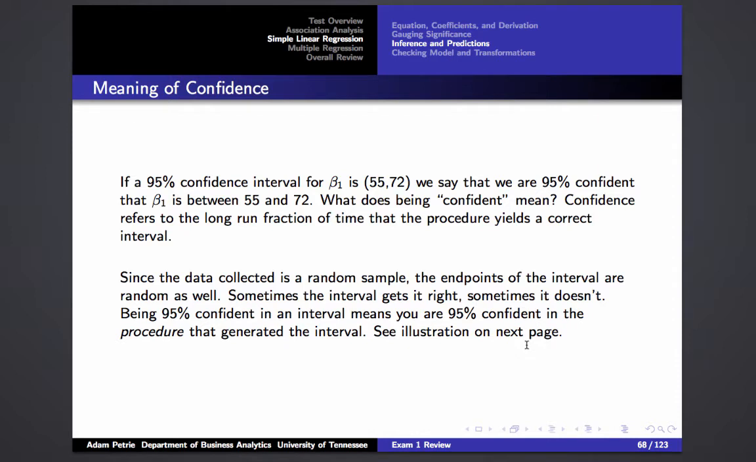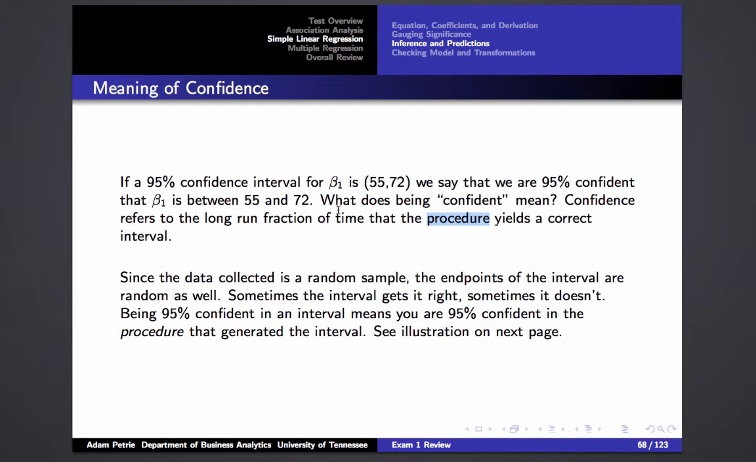So, what does 95% confidence mean? Another key thing that you definitely want to know for the exam. What does it mean to have 95% confidence in an interval? All right, so confidence refers to the long-run fraction of time that the procedure yields a correct interval.